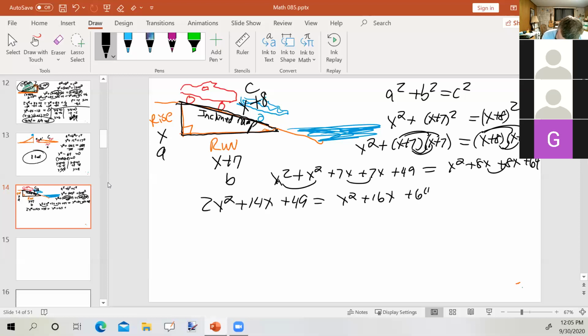All right, simplifying the left side, I get 2x squared plus 14x plus 49 equals x squared plus 16x plus 64. Once again, to have a positive coefficient, I'm going to move everything to the left side of the equation. So I'm going to subtract x squared from both sides, subtract 16x from both sides, and subtract 64 from both sides.